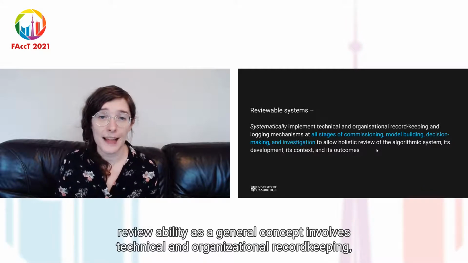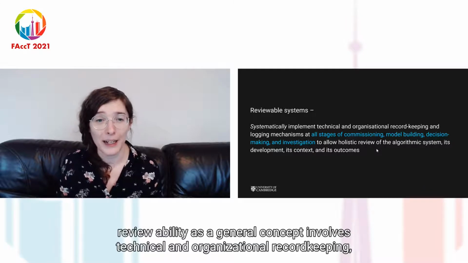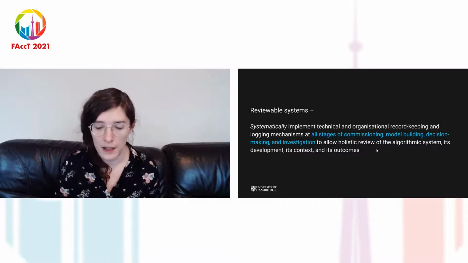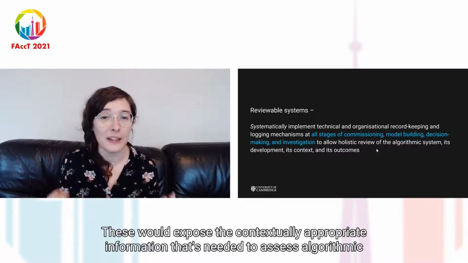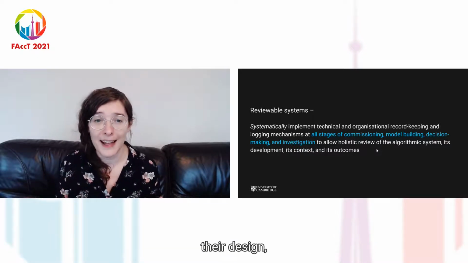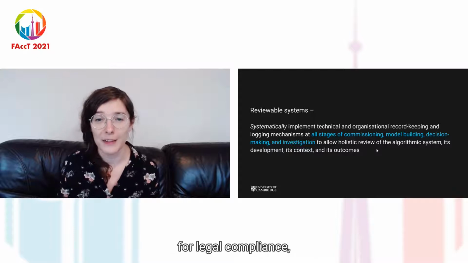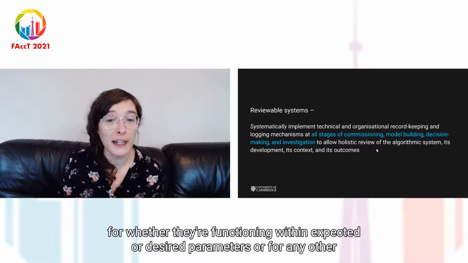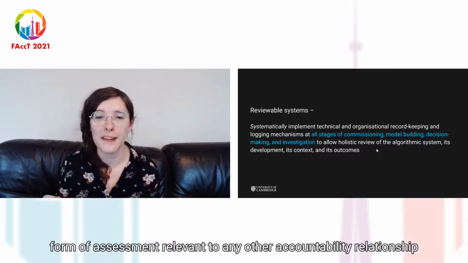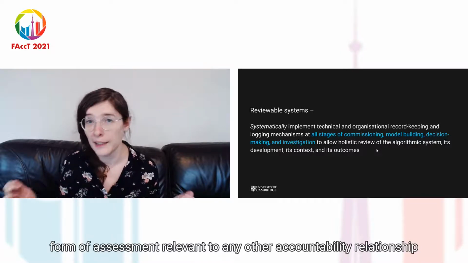Reviewability as a general concept involves technical and organizational record keeping and logging mechanisms across the entire ADM process. These would expose the contextually appropriate information that's needed to assess algorithmic systems, their design, their context, and their outputs for legal compliance, for whether they're functioning within expected or desired parameters, or for any other form of assessment relevant to any other accountability relationship.